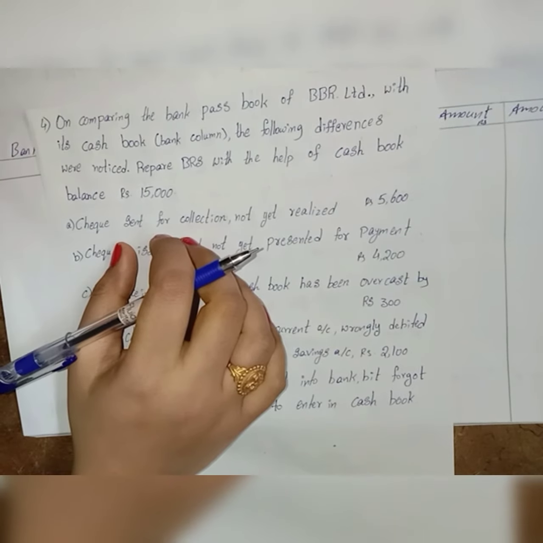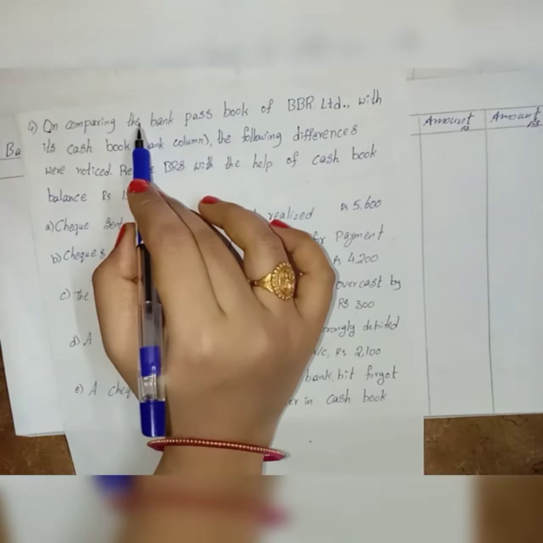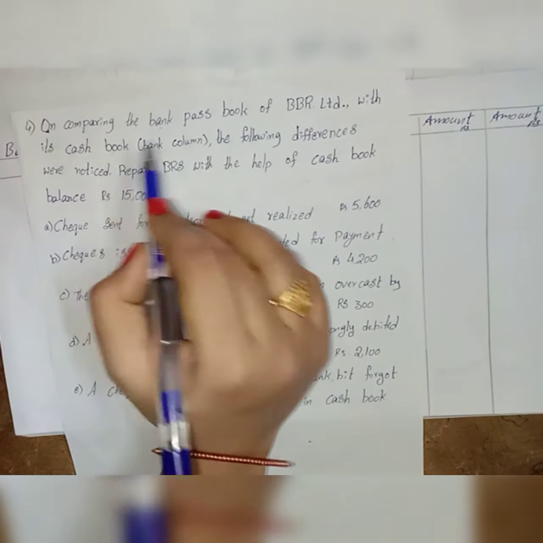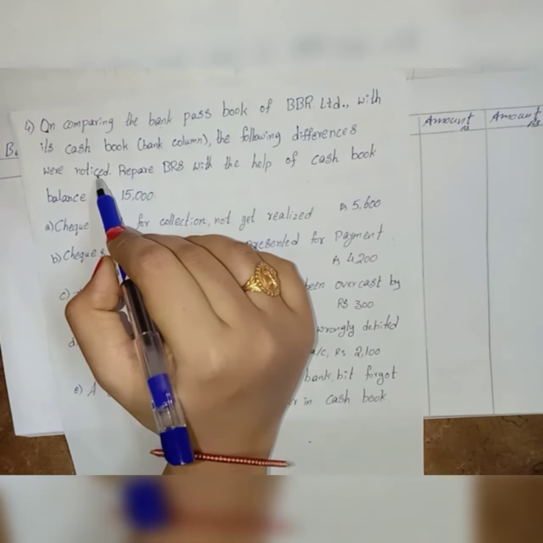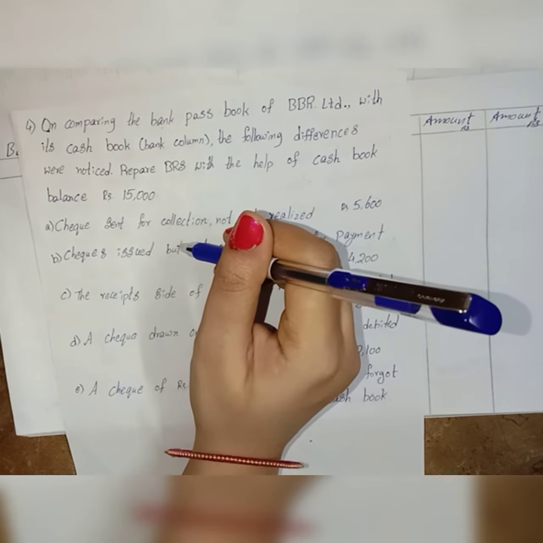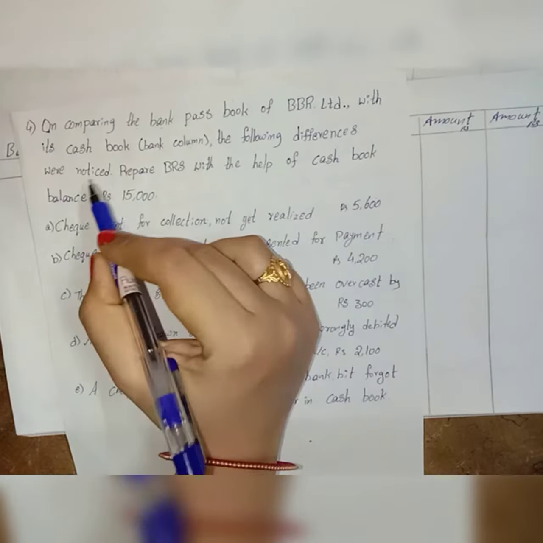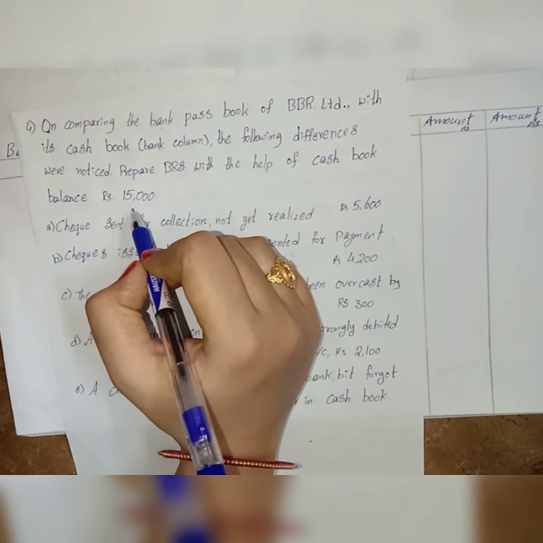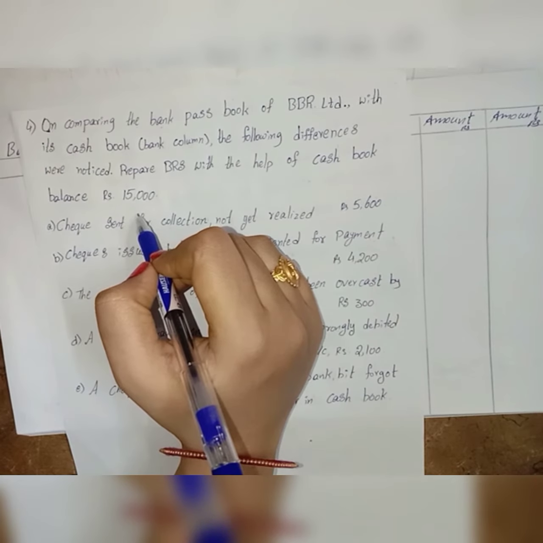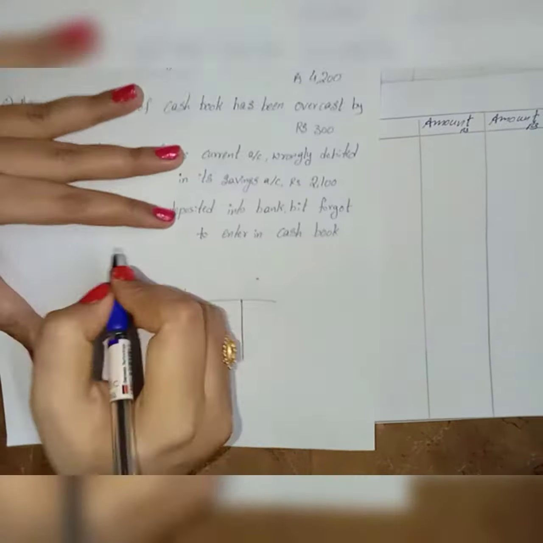Today we are going to discuss the fourth sum of BRS, Bank Reconciliation Statement. On comparing the bank passbook of BBR Limited with its cash book, the following differences were noted. These are the differences between the cash book and the passbook. Prepare BRS with the help of the cash book balance of 15,000. Up to now we have prepared with the passbook balance, but here it is the cash book balance.